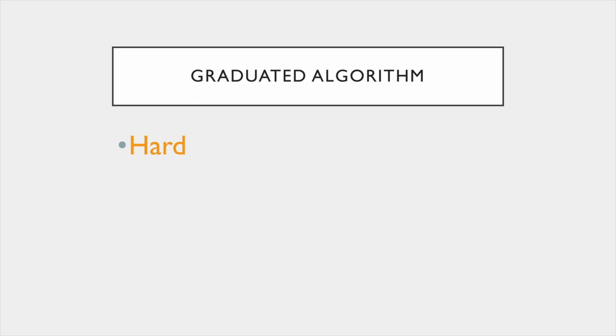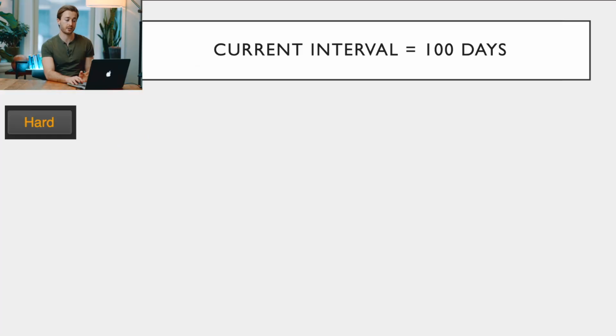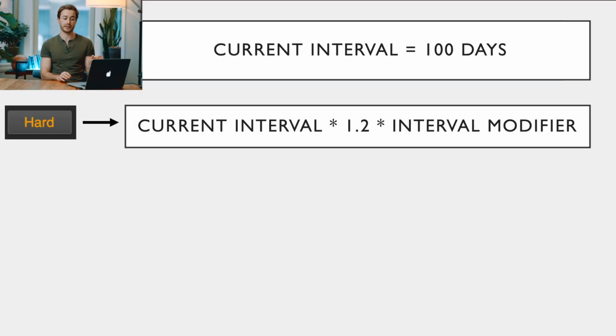If we have a card that has an interval of 100 days and we hit hard, what happens? Well, very simply, it's just the current interval, right? Which is our 100 days times 1.2 times our interval modifier. The interval modifier I'm going to get into later, but all it is is a static number that you set in the settings that is applied to every single card. So my interval modifier is at 100%, which means this is just 1. But if you had it at 50%, for example, this would be 0.5. So again, you'll just see what I have in my settings.